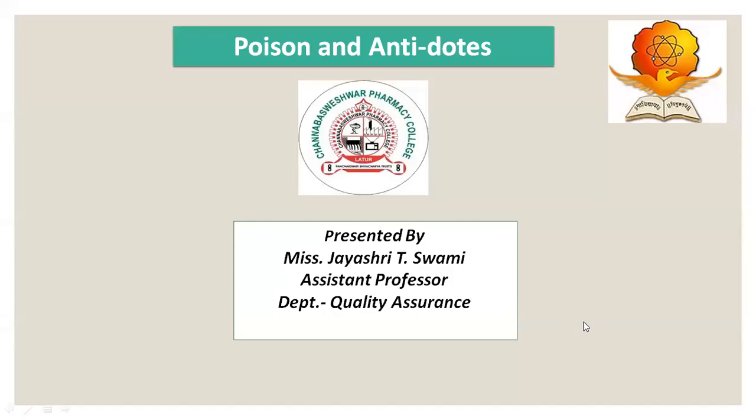So in that miscellaneous agents unit, this is the last subunit, nothing but the poison as well as the antidotes. If we finish this subunit, the poison and the antidotes, then our miscellaneous agents topics will get finished. So what about the poison and the antidotes?